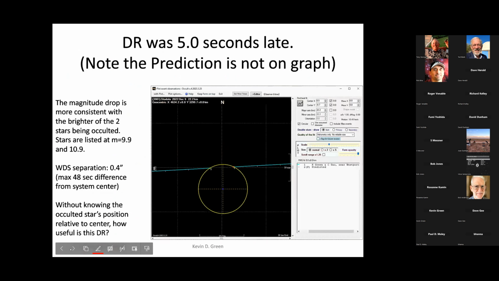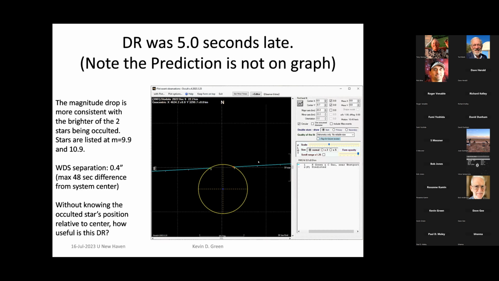Only a couple more slides. I don't think I have the light curve here, but this was the event coming out of Occult. It was a little short, but it was late. It was late by about 5 seconds. And this was our chord. This is the only chord seen in the system.